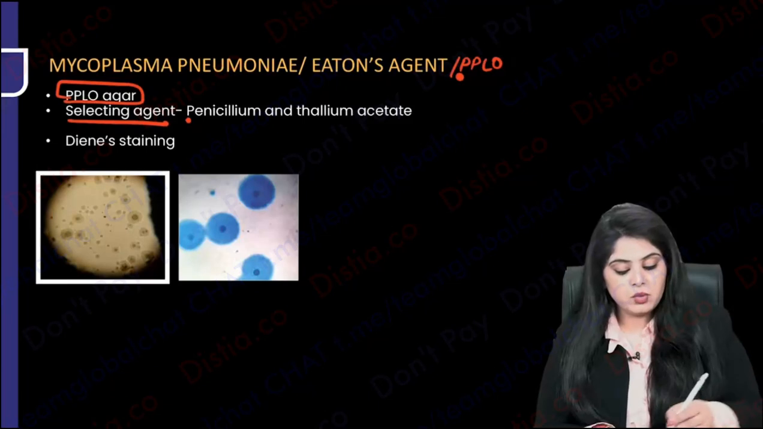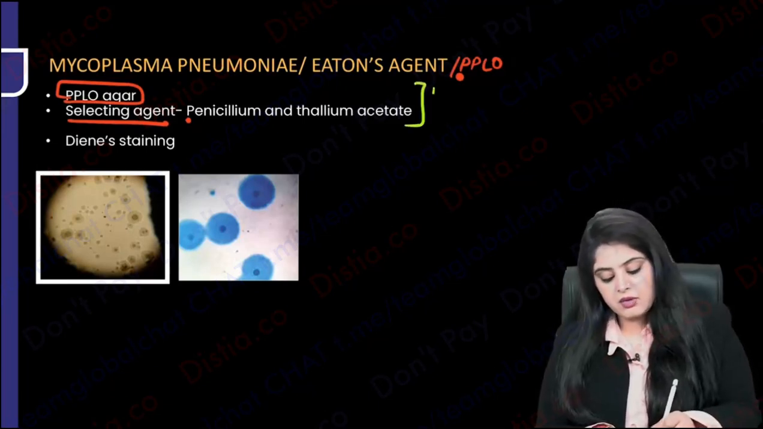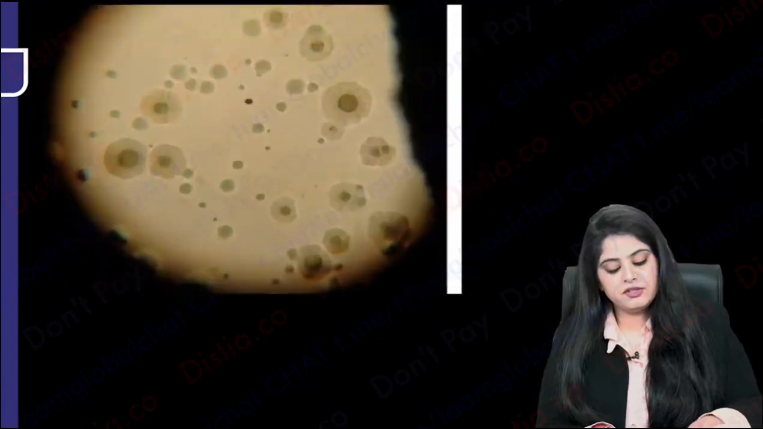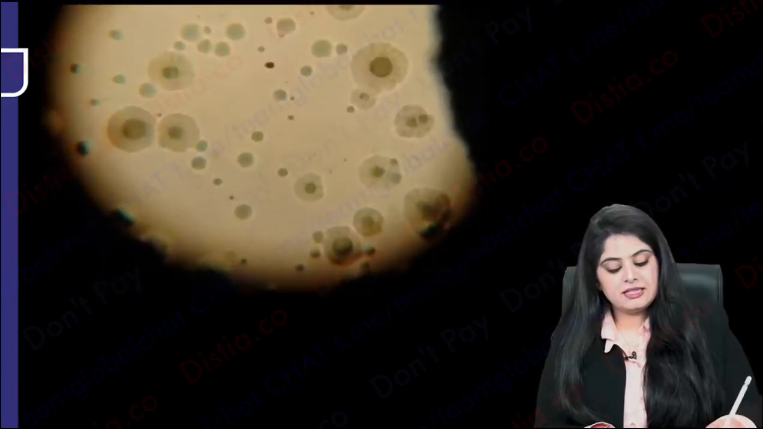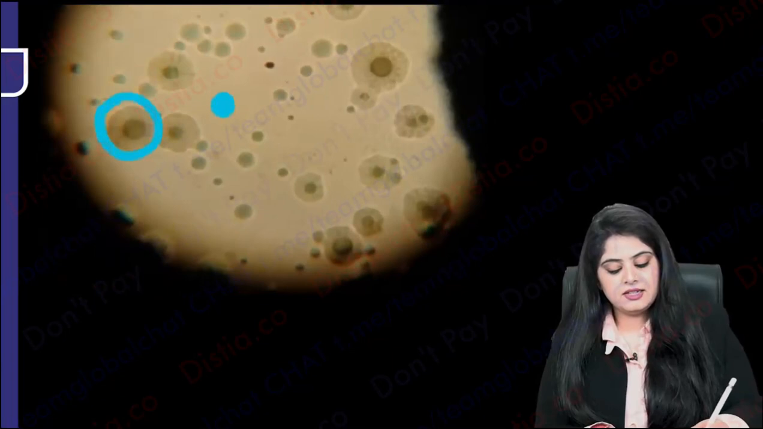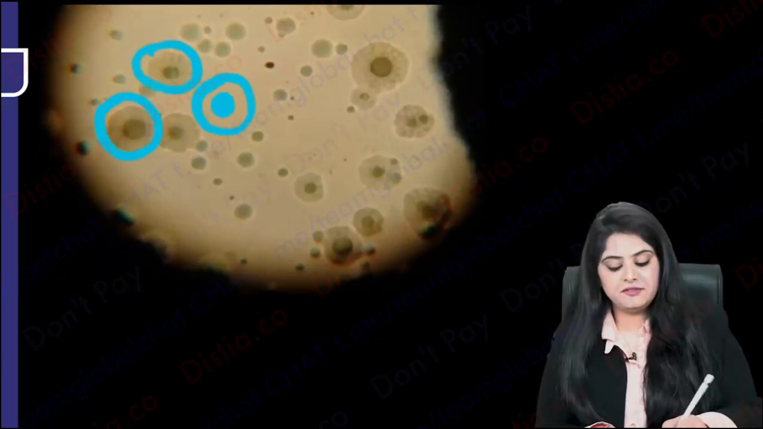And now, what kind of colonies do you get on PPLO agar? We get the very famous fried egg colonies. I can see over here, if I zoom in, that there's a dense center and a halo around it. So these are the fried egg colonies.